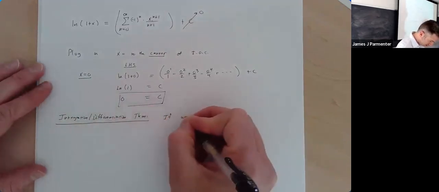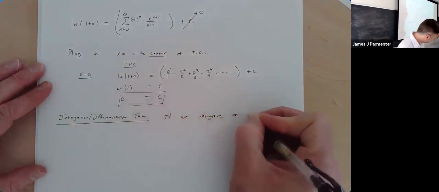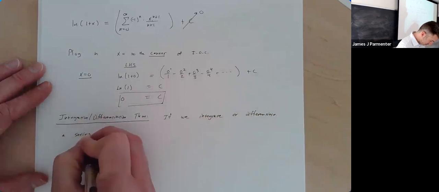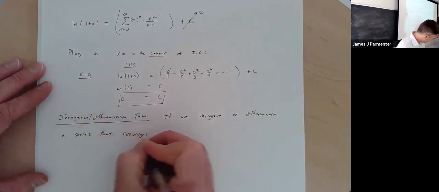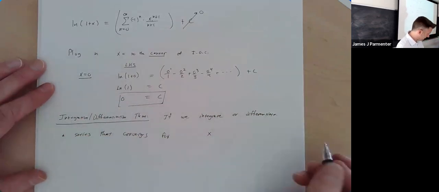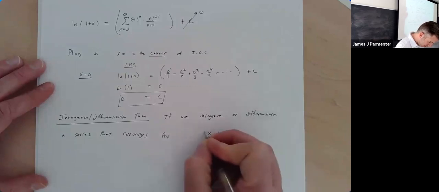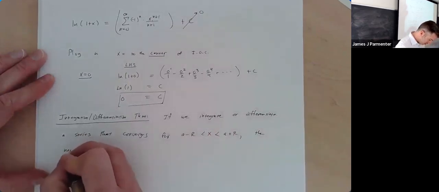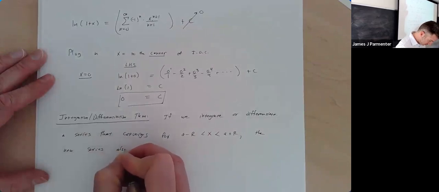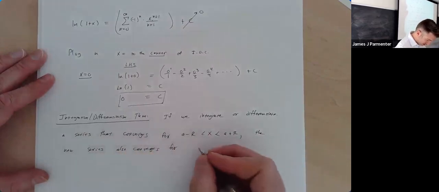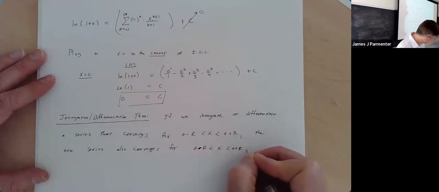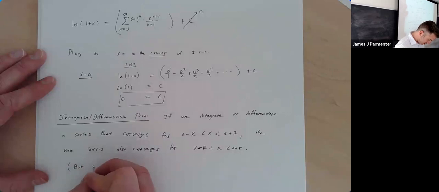So if we integrate or differentiate a series that converges for x between, I feel like the more official way to say it is, x between a minus r and a plus r, so the center is a and the radius is r, the new series also converges for the same interval, x between a minus r and a plus r. But we have to test the endpoints.